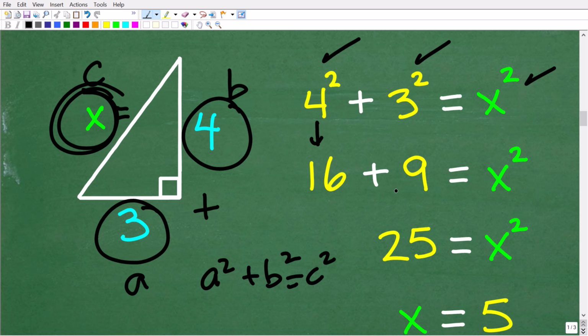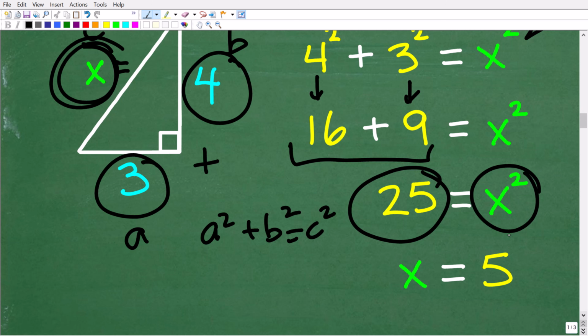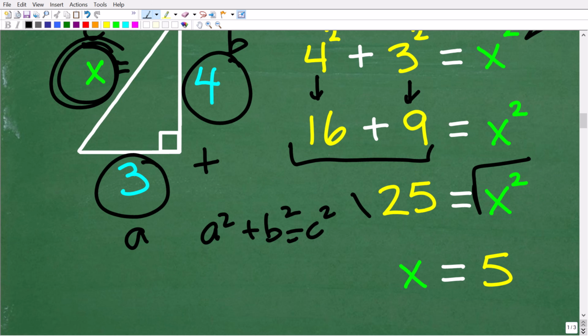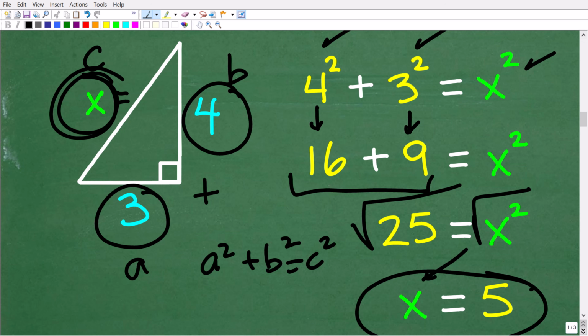Okay, so 4 squared is 16, 3 squared is 9, so 16 plus 9 is 25, and that is going to be equal to x squared, or the hypotenuse squared. So to solve for x, all we have to do is take the square root of both sides. So the square root of x squared is x, and the square root of 25 is 5. So x is equal to 5, meaning that the hypotenuse here in this particular triangle is 5. Okay, so if this makes sense and you understand this, well then we know enough to actually solve the problem.